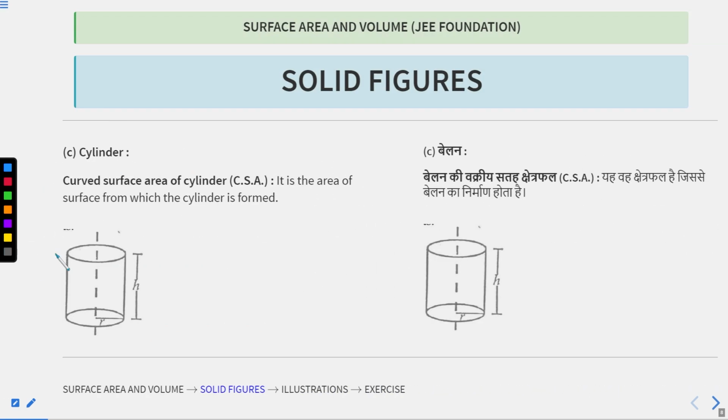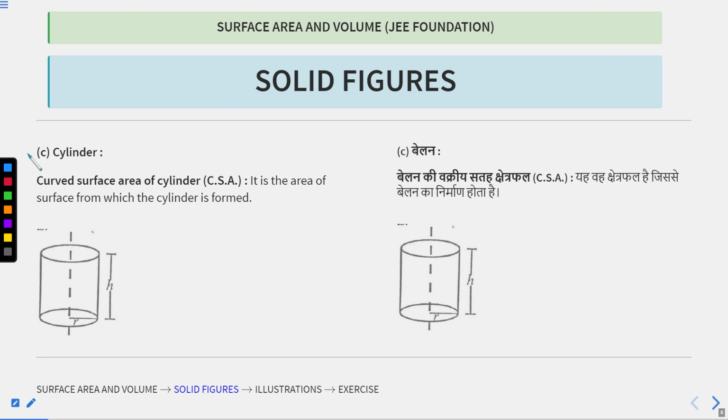Now let's move to the next. Now we are seeing a cylinder. So what do we mean by cylinder? A cylinder is nothing but a shape looking like a pipe. You have seen a pipe, or you have all seen a drum. So a drum is an example of a cylinder.